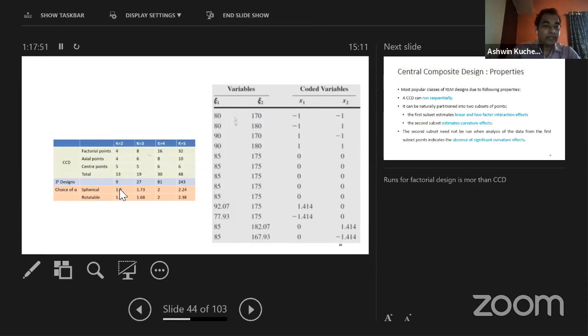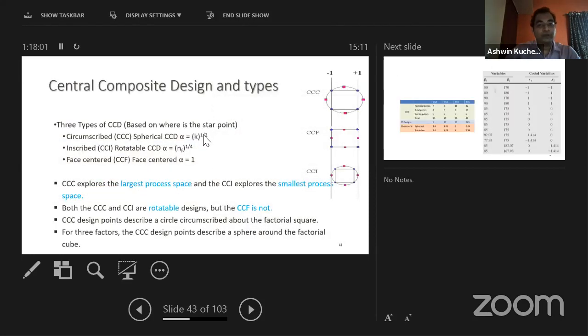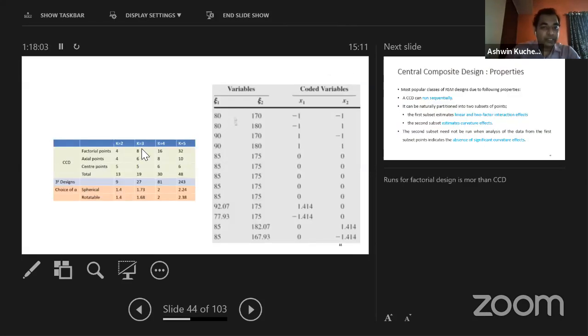And this is the choice of alpha. Based on the factorial design, based on these factors, you can calculate alpha. If there are 2 factors, by the formula k to the power of 1/2, the root of 2, you will get 1.4. Similarly, for 3, 4, and 5 factors, you will get different choices of alpha for different types of spherical or rotatable central composite design.